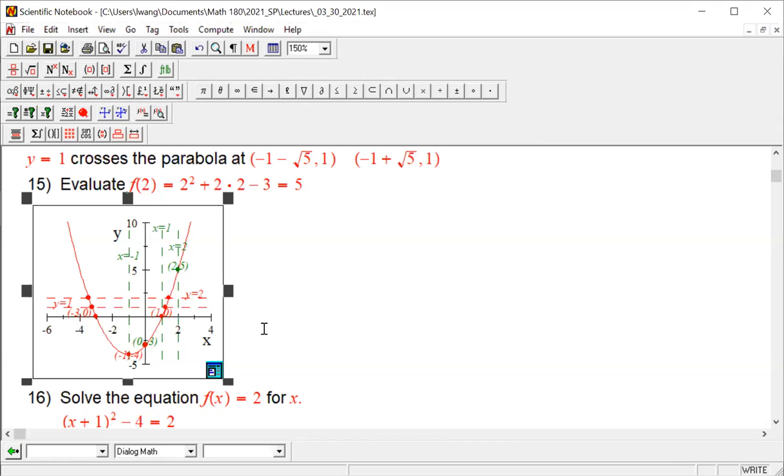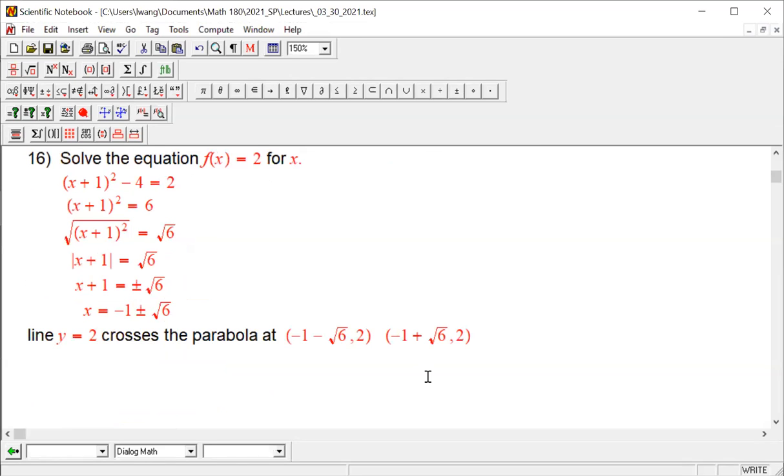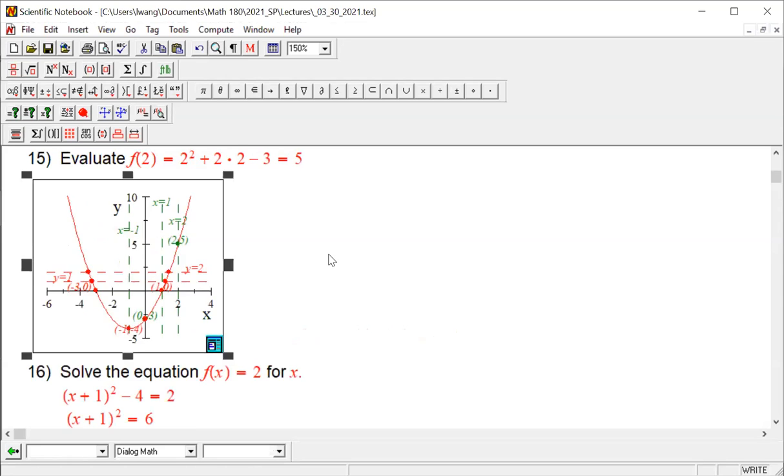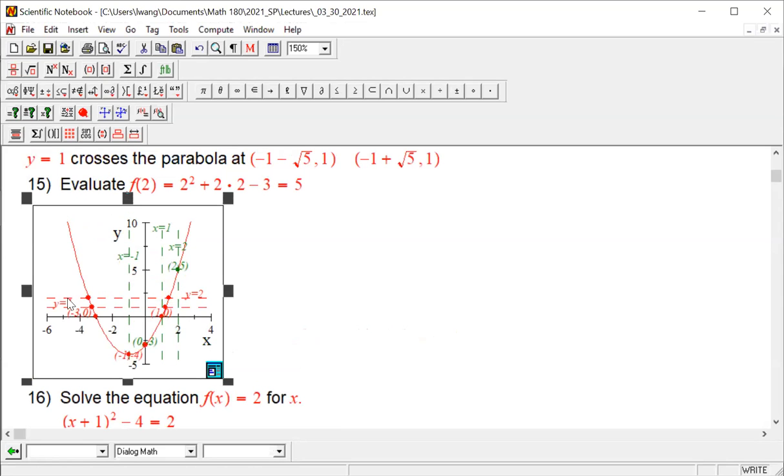Have you finished the 15 and 16? So the 2 points I got are -1 minus √6, 2, and the other one is -1 plus √6, 2. This is a little too busy, but I trust you can mark the points.